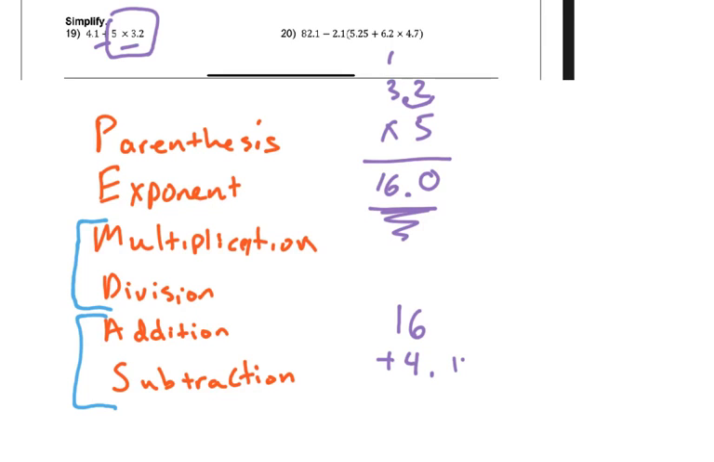Now, when I add 4.1, I need to make sure that 16 lines up, so I write 16.0. You don't necessarily need to put the 0, you could just add it, but it helps to make it cleaner. So 0 plus 1 is 1. Decimal, decimal, decimal. 6 plus 4 is 10. Carry the 1. 1 plus 1 is 2. And the answer is 20.1. And that's it.